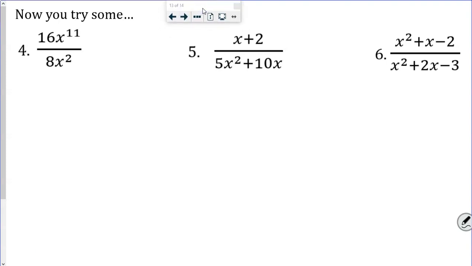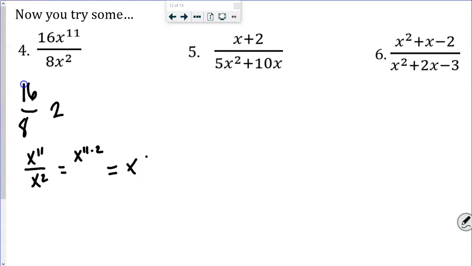All right, so we got the 16 divided by the 8. That's going to give us 2, right? And then we've got the x to the 11th over the x to the 2nd. So remember, if it's the denominator, we're going to subtract it. So it's going to be x to the 11th minus 2, which is going to give us x to the 9th, right? That's supposed to be a minus, y'all. So this is going to be 2x to the 9th. That's going to be our answer.